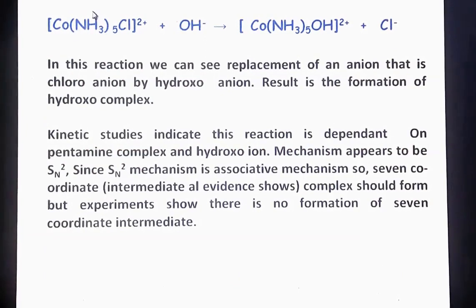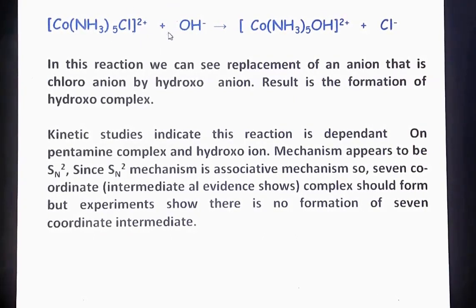Here is the pentaammine cobalt chloro complex, and here this is the OH ion. In this reaction you can see one anion, the chloride anion, is replaced by the OH anion, and we are getting the hydroxo complex. By this reaction we can see that the rate should depend upon the concentration of both this complex and the OH negative ion. And if it is based on the concentration of both species, then the reaction should follow the SN2 mechanism.